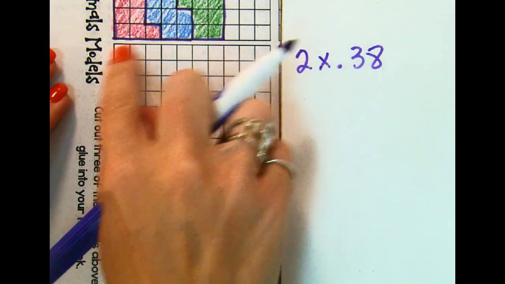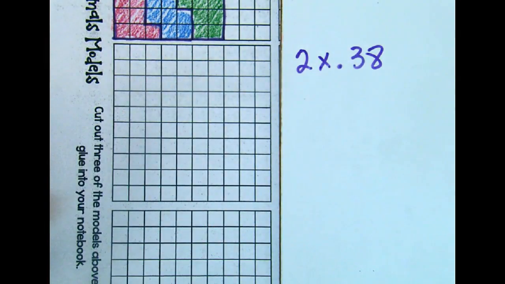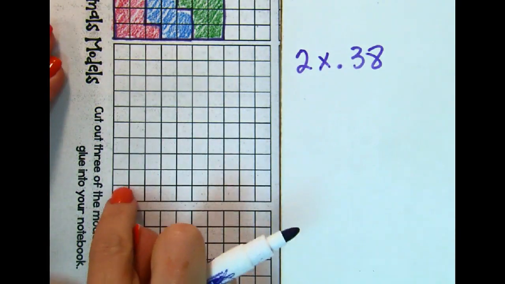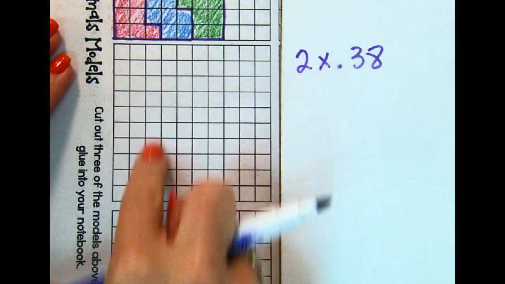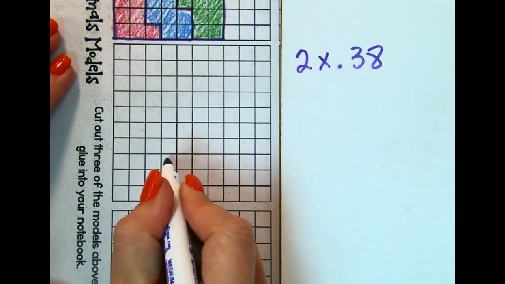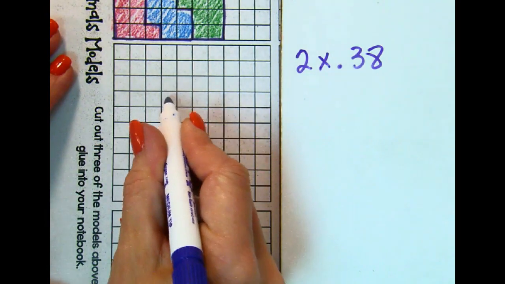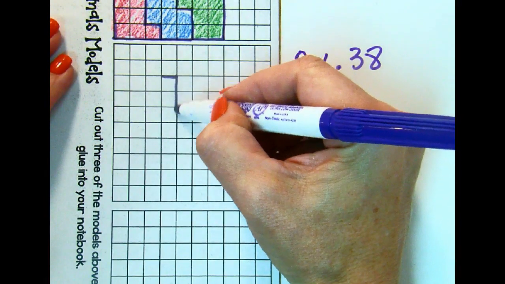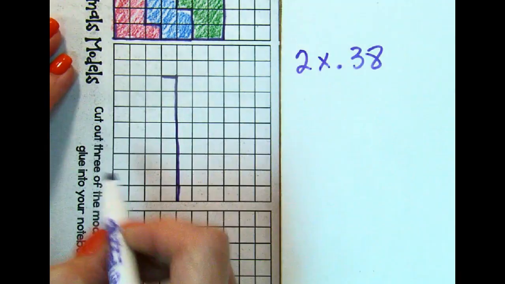Okay, so again, we are using a flat. This is 100 little hundredths to equal 1 whole. So we need 2 groups of 38 hundredths. Okay, so we can say 10, 20, 30, 31, 32, 33, 34, 35, 36, 37, 38. You have to make sure you count very, very carefully when you're drawing your models, or else this whole process does not make any sense.